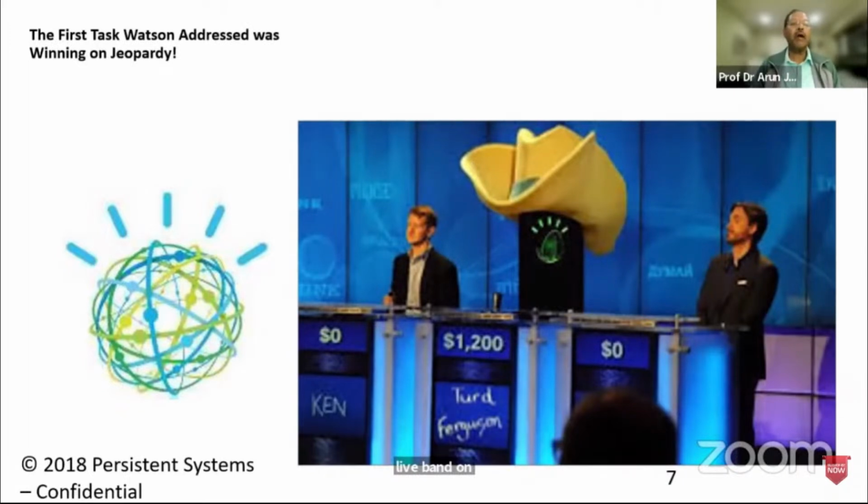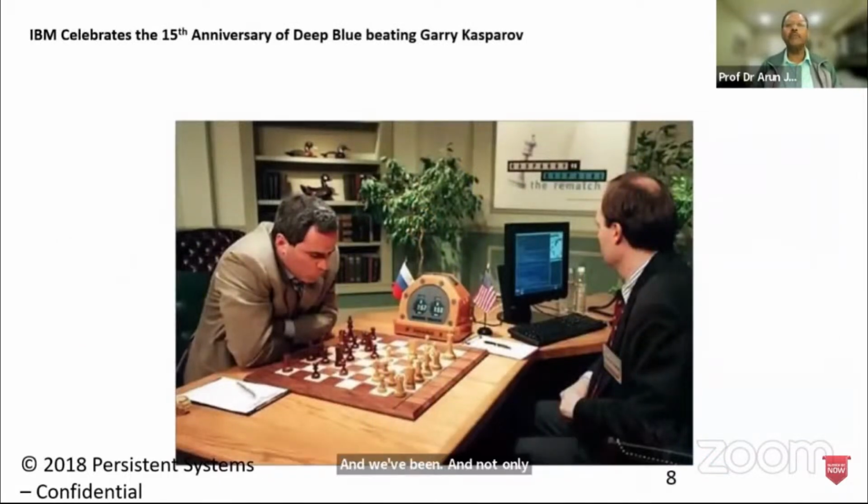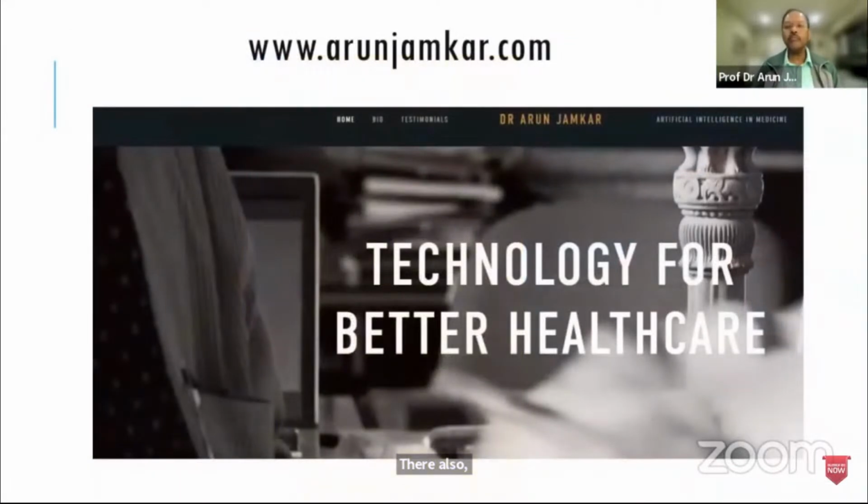AI came into the picture after the first time Watson won Jeopardy. But not only that, the IBM supercomputer Deep Blue beat Garry Kasparov, and then the reigning chess master was defeated. Afterwards he thought that he had not been given enough data, like Deep Blue. And then subsequently there are a lot of things happening. And I think there are a lot more things going on.